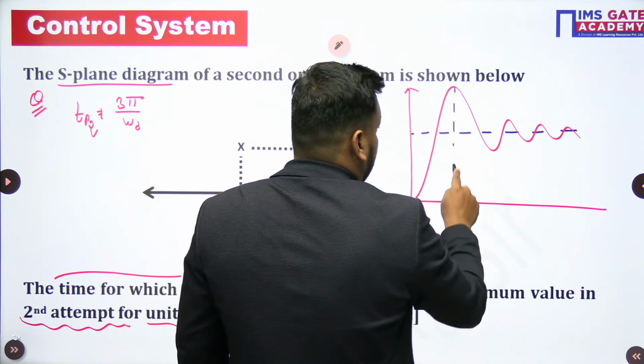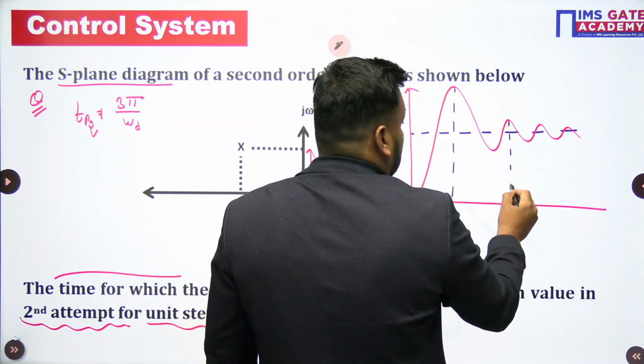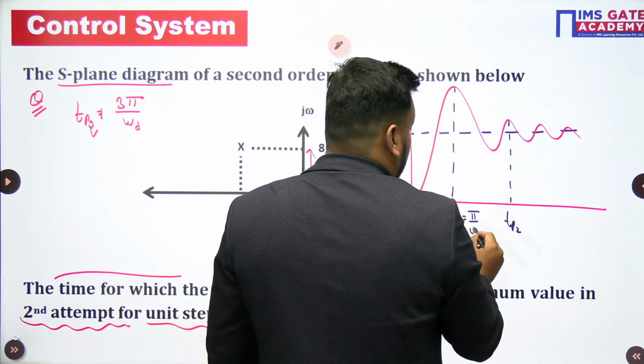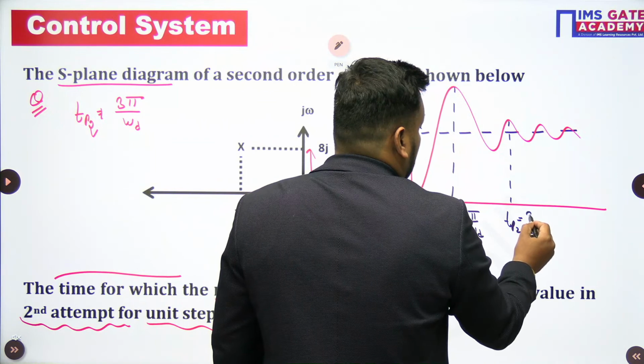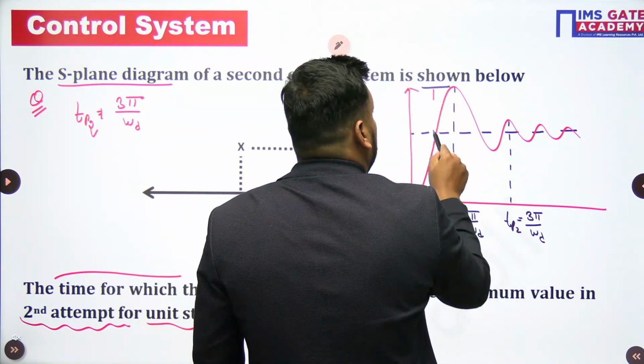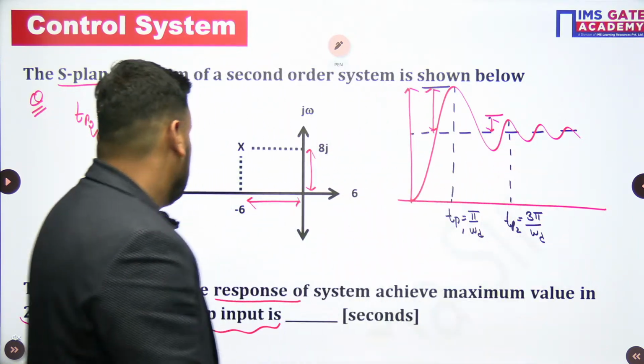So this is nothing but TP1, that is the standard maximum peak overshoot. This is your TP2. TP1 is pi by omega d, and this is nothing but 3 pi by omega d. This is your maximum peak overshoot MP1, and this is your MP2, like that we have.